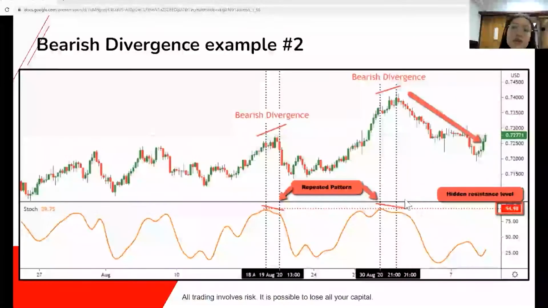So after that, since we have this hidden resistance level, we're expecting price to continue to drop since we have a bearish divergence. So bearish divergence means we expect it to drop, and if we take a look here on this slide, price did continue to drop.